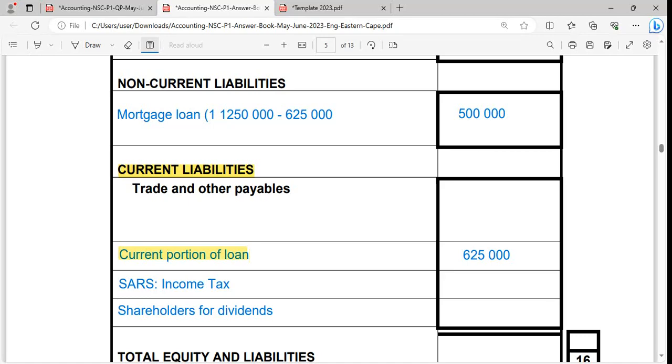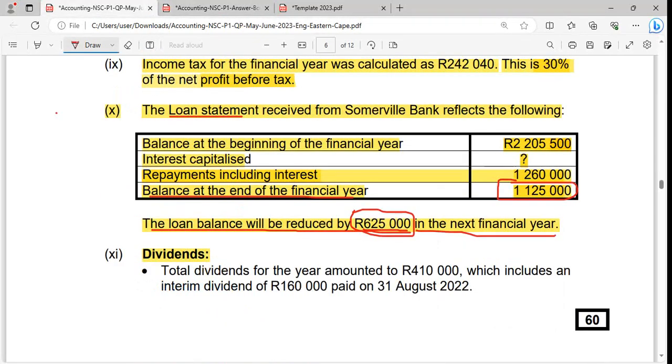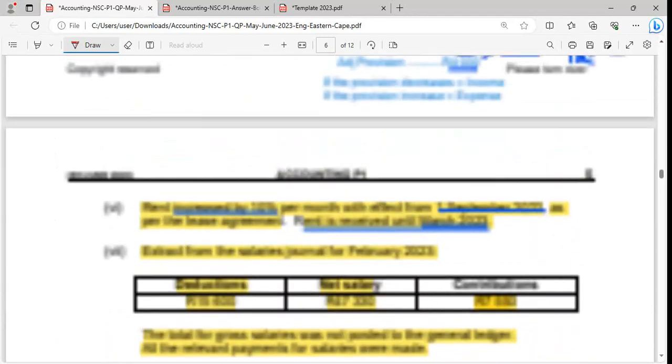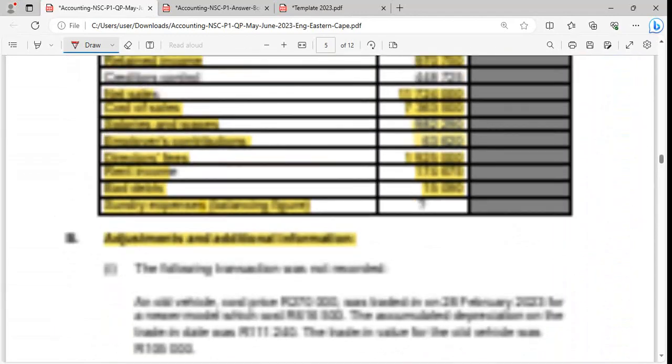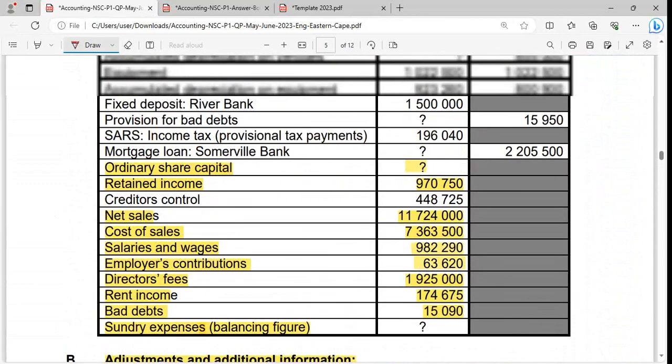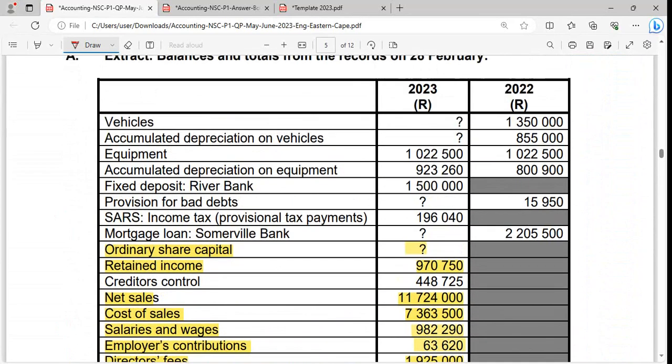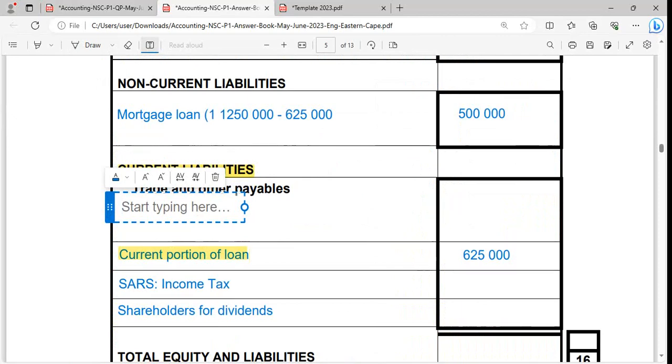Then bese siza ku-trade and other payables. So la sizo-check ibhalance yama-creditors. Do we have a creditors balance? We go to the trial balance. So in the trial balance, we're gonna search for creditors control. So nangiya creditors control, we have a balance of 448,725. So we show our workings: 448,725, and then we add.